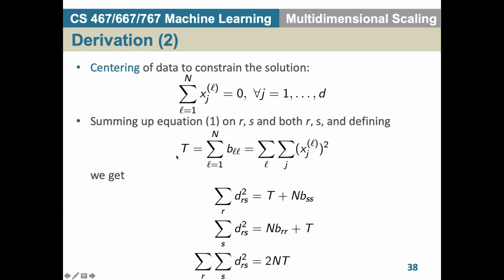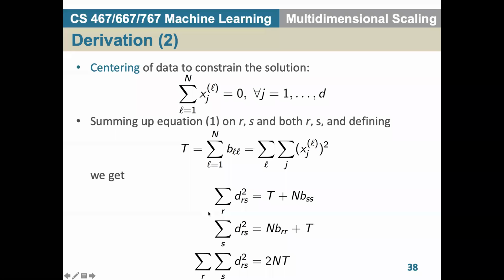T is this for simplicity, because we don't care about this T. Symmetrically, if you sum over S, the third term is gone, and the sum over BSS becomes T, and the sum over BR becomes n BR.